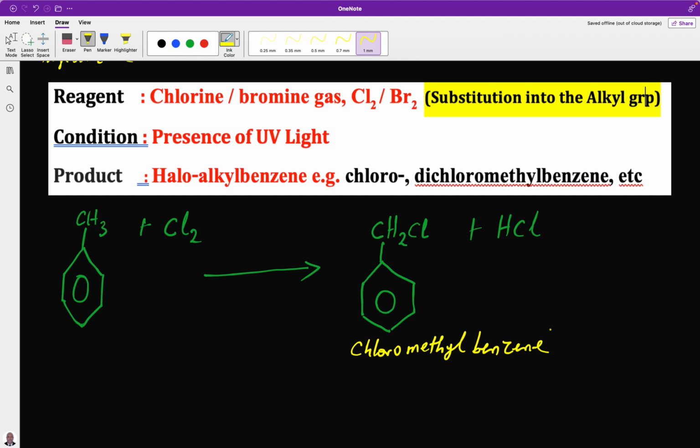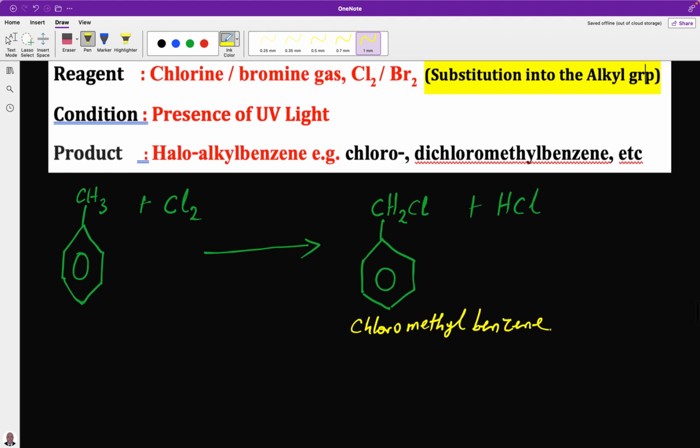Now, even though the methyl group is electron donating, the condition of the reaction has changed. The reaction is not going to be taking place this time on the benzene ring. It's going to be taking place between the alkyl group and chlorine. So substitution is going to be in the alkyl group, not on the benzene ring.